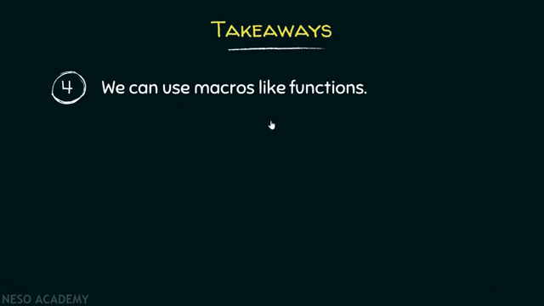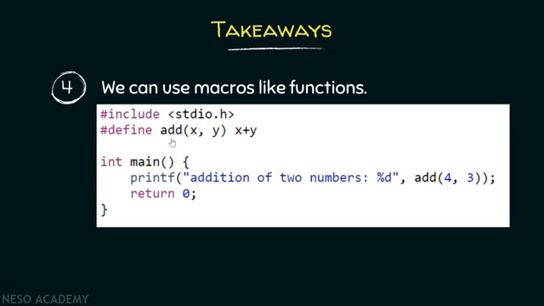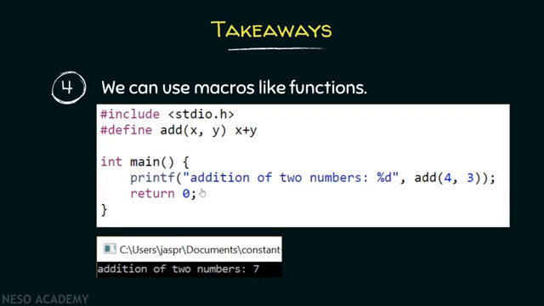Remember this thing. We can use macros like functions. For example, here you see I use this ADD(x, y) just like a function, and after that I perform some operation which is x plus y. What I want to do is perform the addition of two numbers, 4 and 3. I simply call this macro, and this is going to get replaced with x plus y, which is nothing but 4 plus 3. This gives us the output as 7. Addition of two numbers is 7.